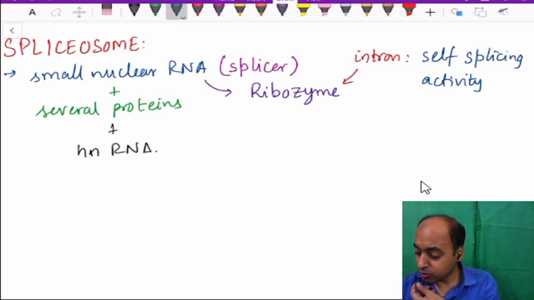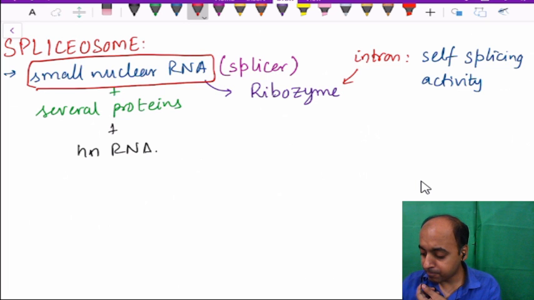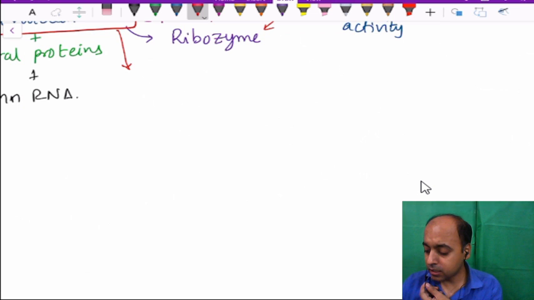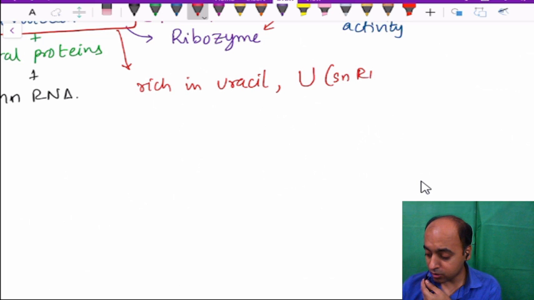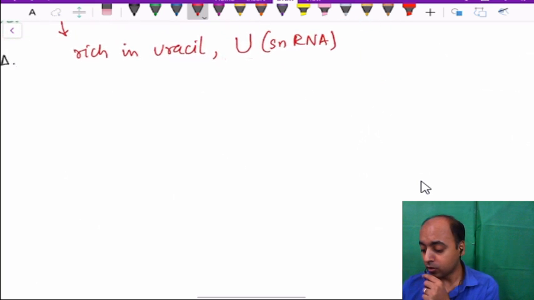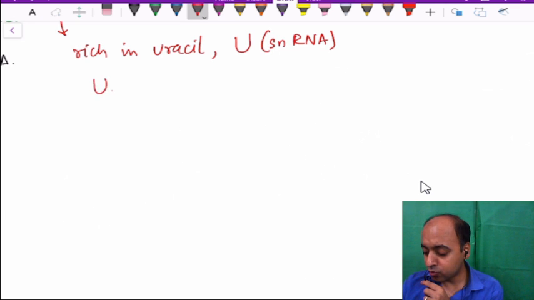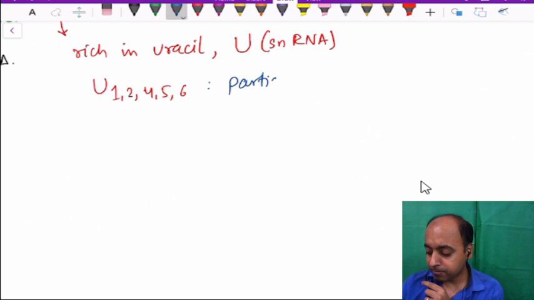A few points about small nuclear RNA. The snRNA is rich in uracil, and therefore the symbol used for snRNA is U. So when I write U, it means we are talking about the small nuclear RNA. We have different types of U: U1, 2, 4, 5 and 6. They participate in splicing.